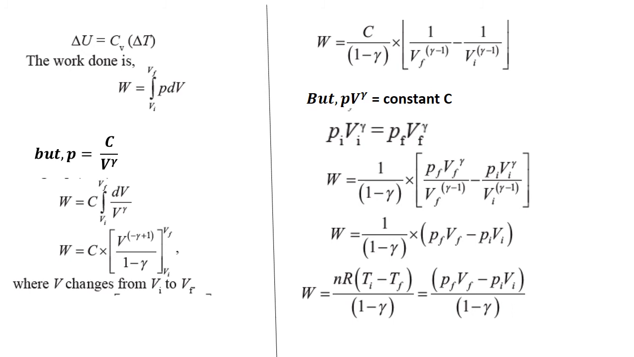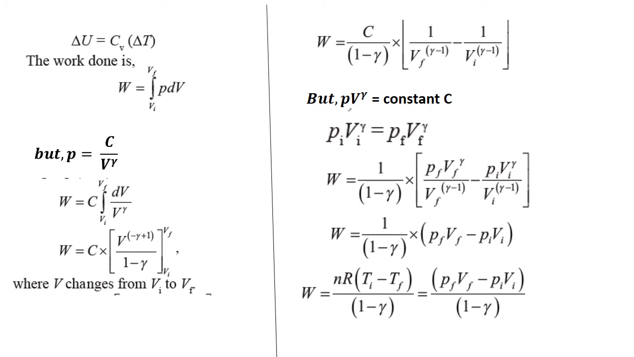But we know that for adiabatic change, PV raised to gamma is constant. Therefore, we can write Pi Vi raised to gamma is equal to Pf Vf raised to gamma, which is equal to constant. Substituting this value of constant in the above equation, we get W is equal to 1 upon 1 minus gamma into Pf Vf raised to gamma divided by Vf raised to gamma minus 1, minus Pi Vi raised to gamma divided by Vi raised to gamma minus 1.